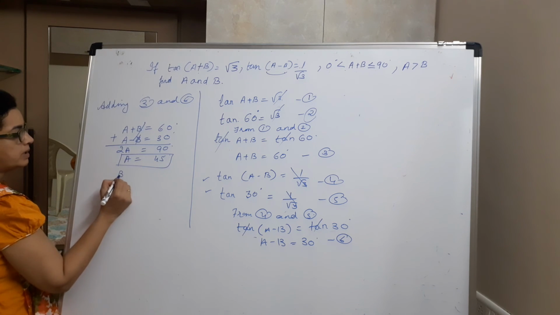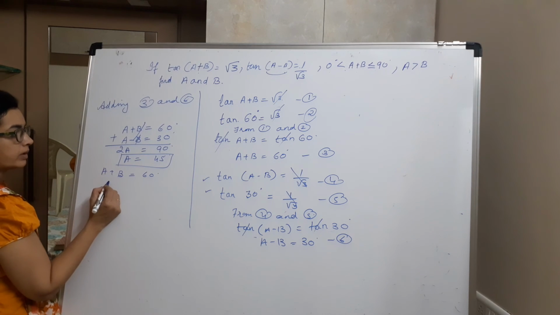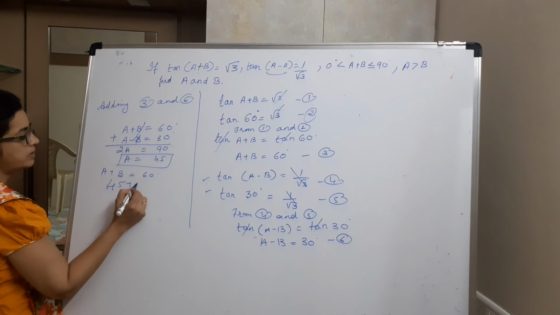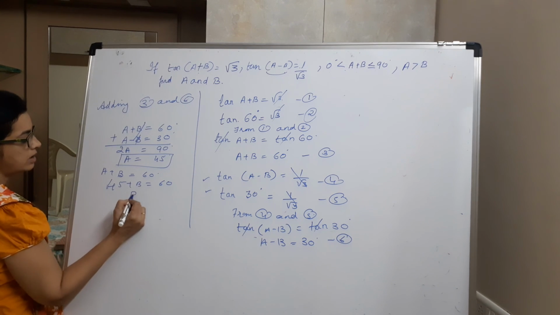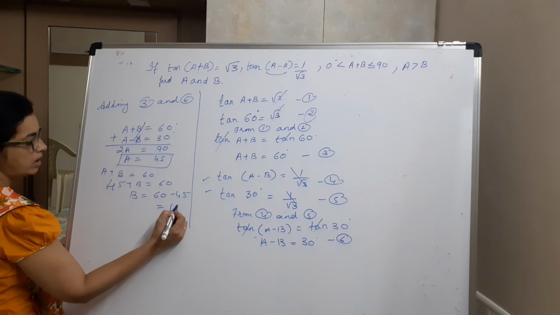Now let us find b. a + b is equal to 60 degree. a is 45, so 45 + b is equal to 60 degree. Therefore, b is equal to 60 - 45, which is 15 degree.